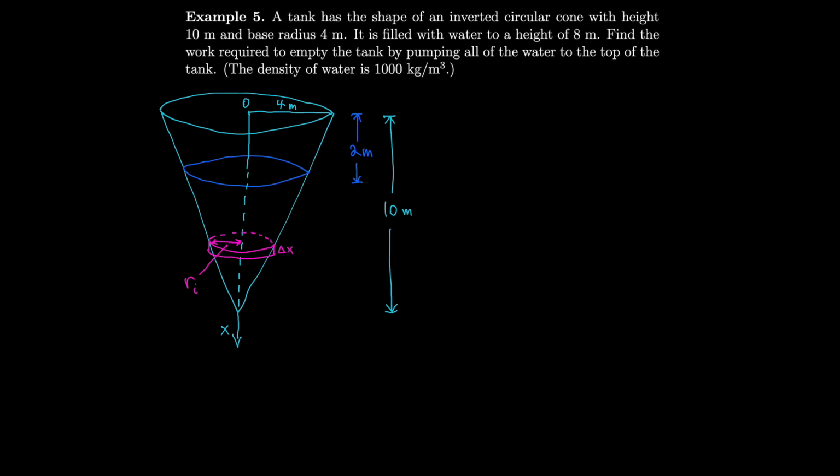Well, if this is ri, that happens at some sample point xi. So we'll call this xi star for our sample point. And that's going to be at the level that the disk is at. So if this whole thing is 10, and from here to here is xi star, then that means that this is 10 minus xi star for the remaining distance after the disk.